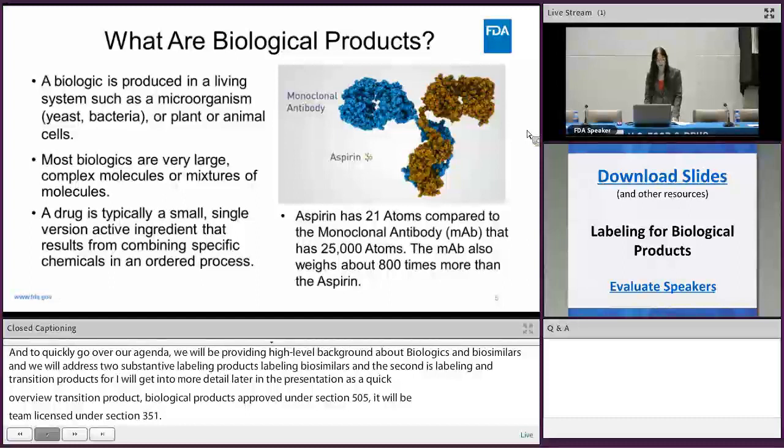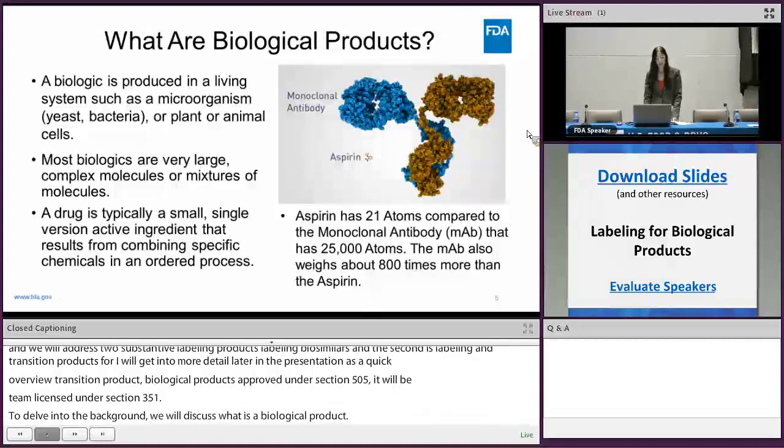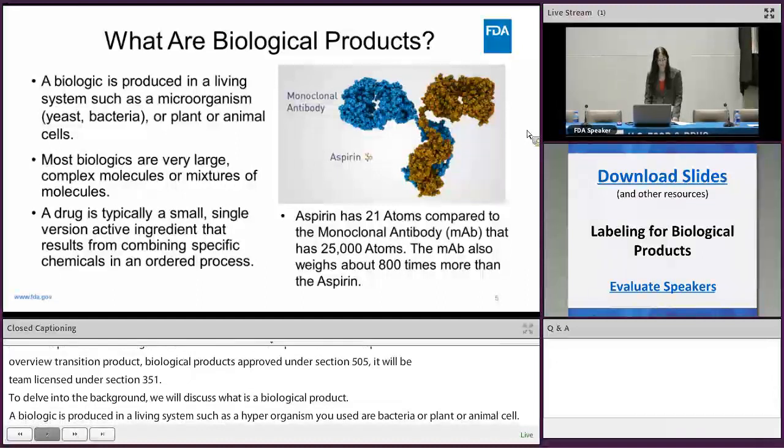So just to quickly delve into that background, the first slide we're going to discuss is basically what is a biological product. A biologic is produced in a living system, such as a microorganism, like a yeast or a bacteria, or plant or animal cells. Most biologics are complex molecules or mixtures of molecules. In contrast, small molecule drugs are typically a single active ingredient that results from combining specific chemicals in a specific, ordered process.